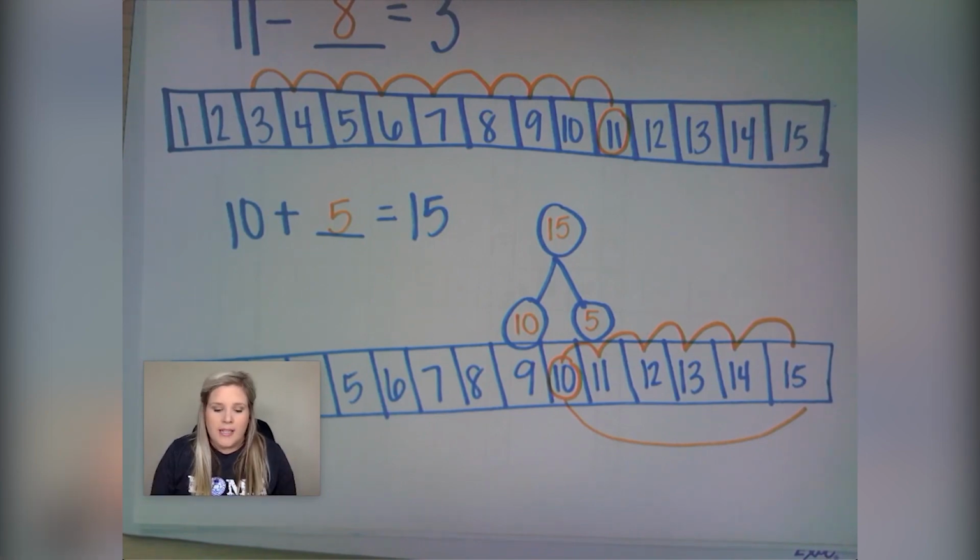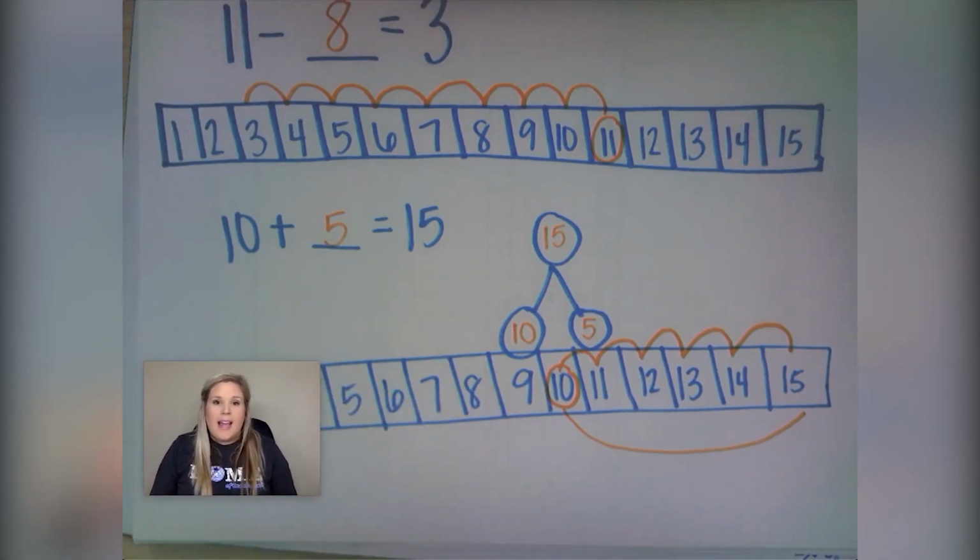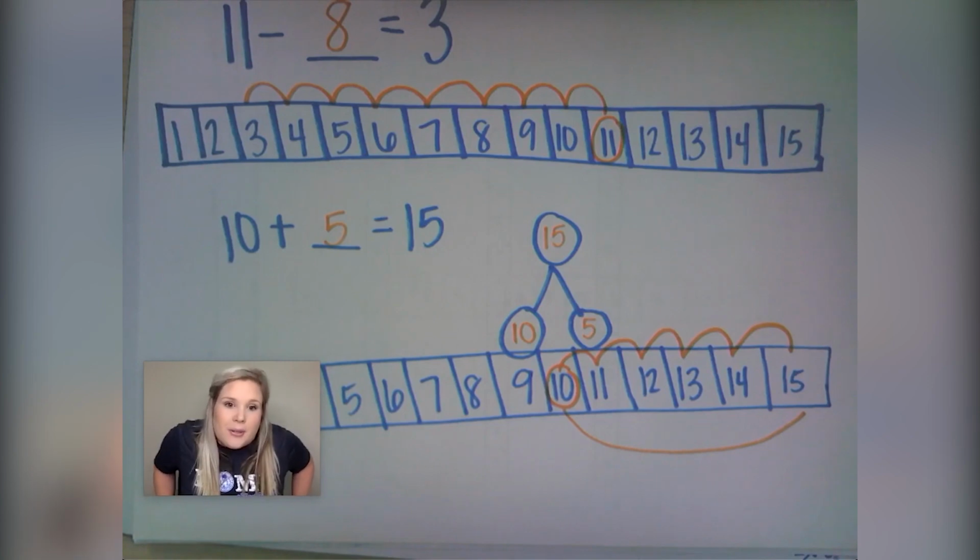Wonderful work, friends. You just learned that you can use related facts or friendly numbers like the number 5 and 10 to find the missing number. Now, let's use what we know about friendly numbers to do our next missing number problem. This is where you want to go ahead and pull out those number paths that we created earlier.